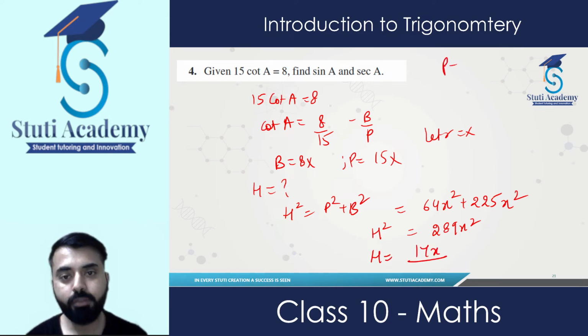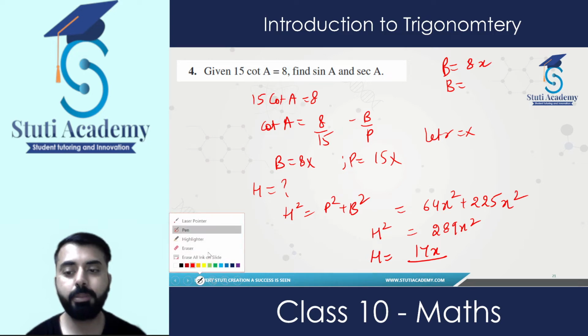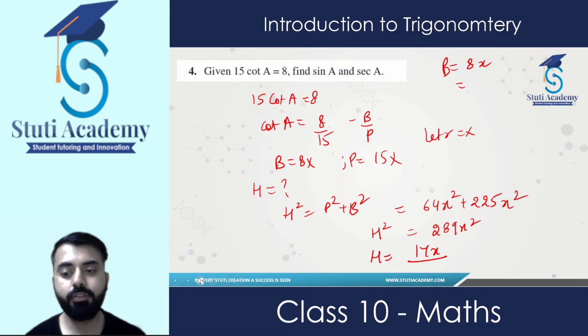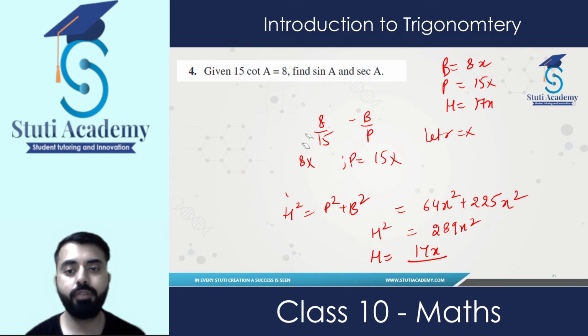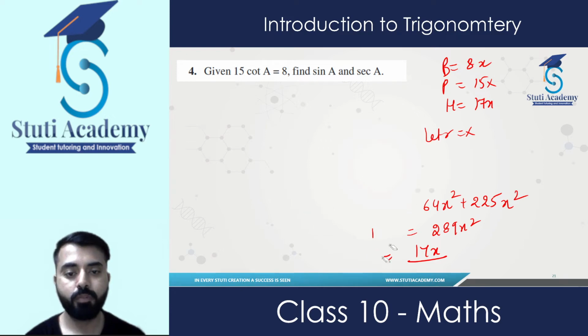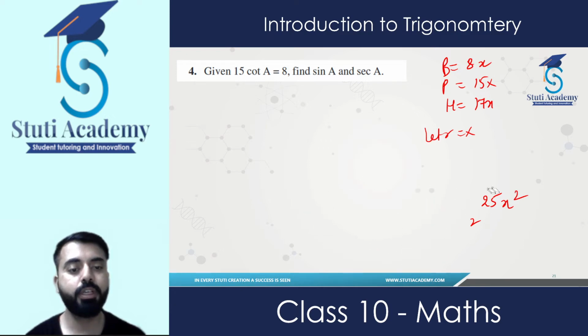So I have my B, which is 8x. Sorry, actually this is the base and that is the perpendicular, right? Because the angle is of cot, not tan. So if this is the case, perpendicular is 15x and hypotenuse is 17x, right? So I have to find out the remaining ratios, sin A and secant A. Let's see what do we have.